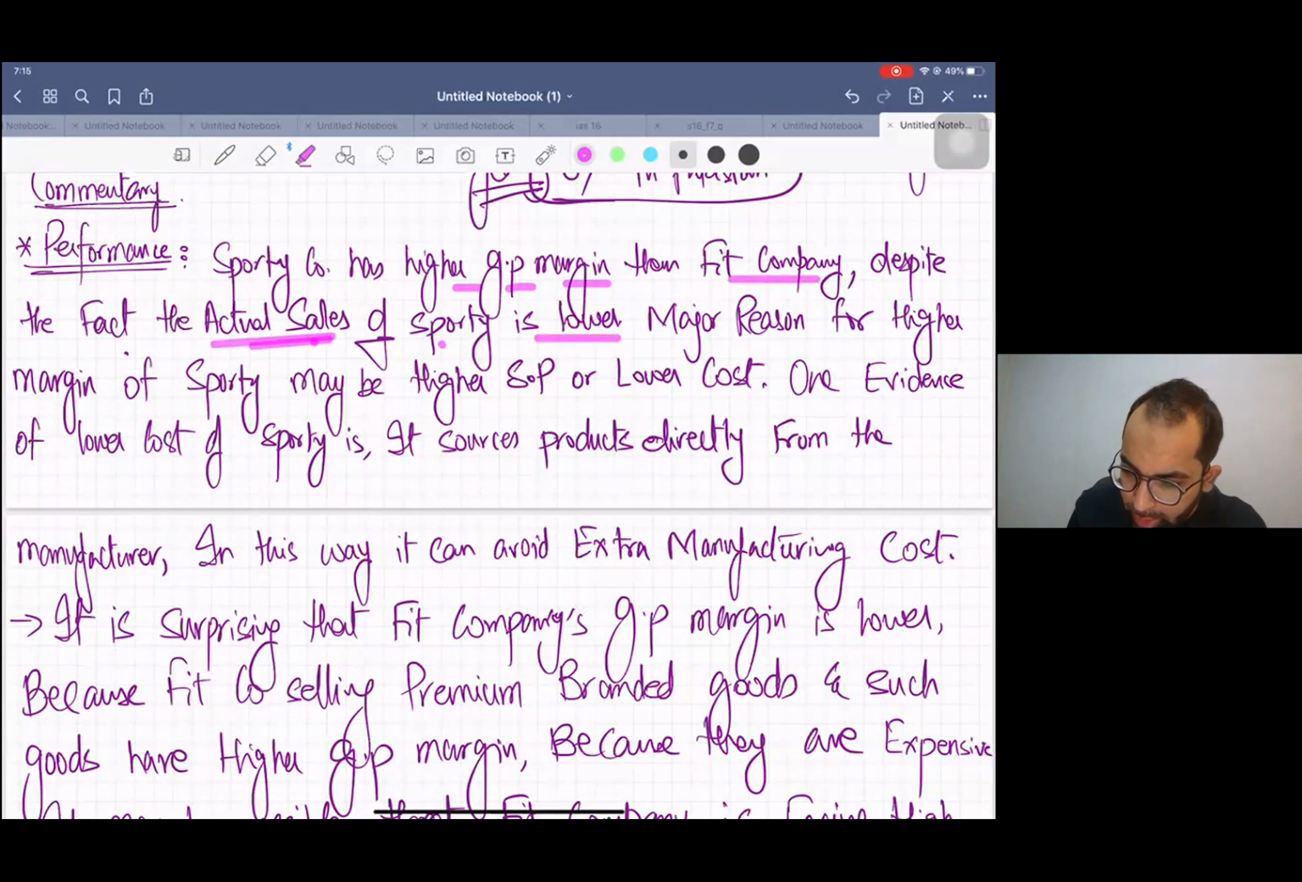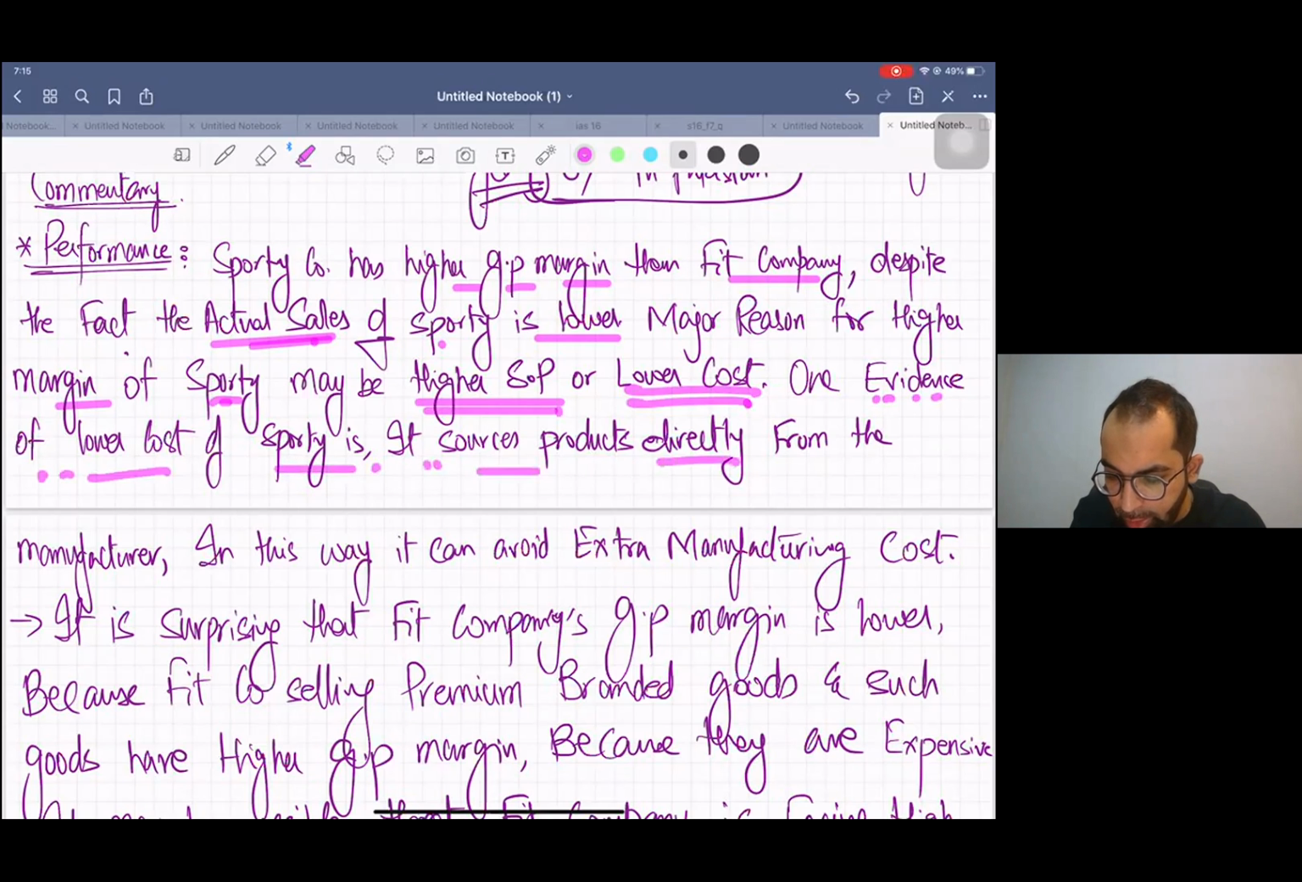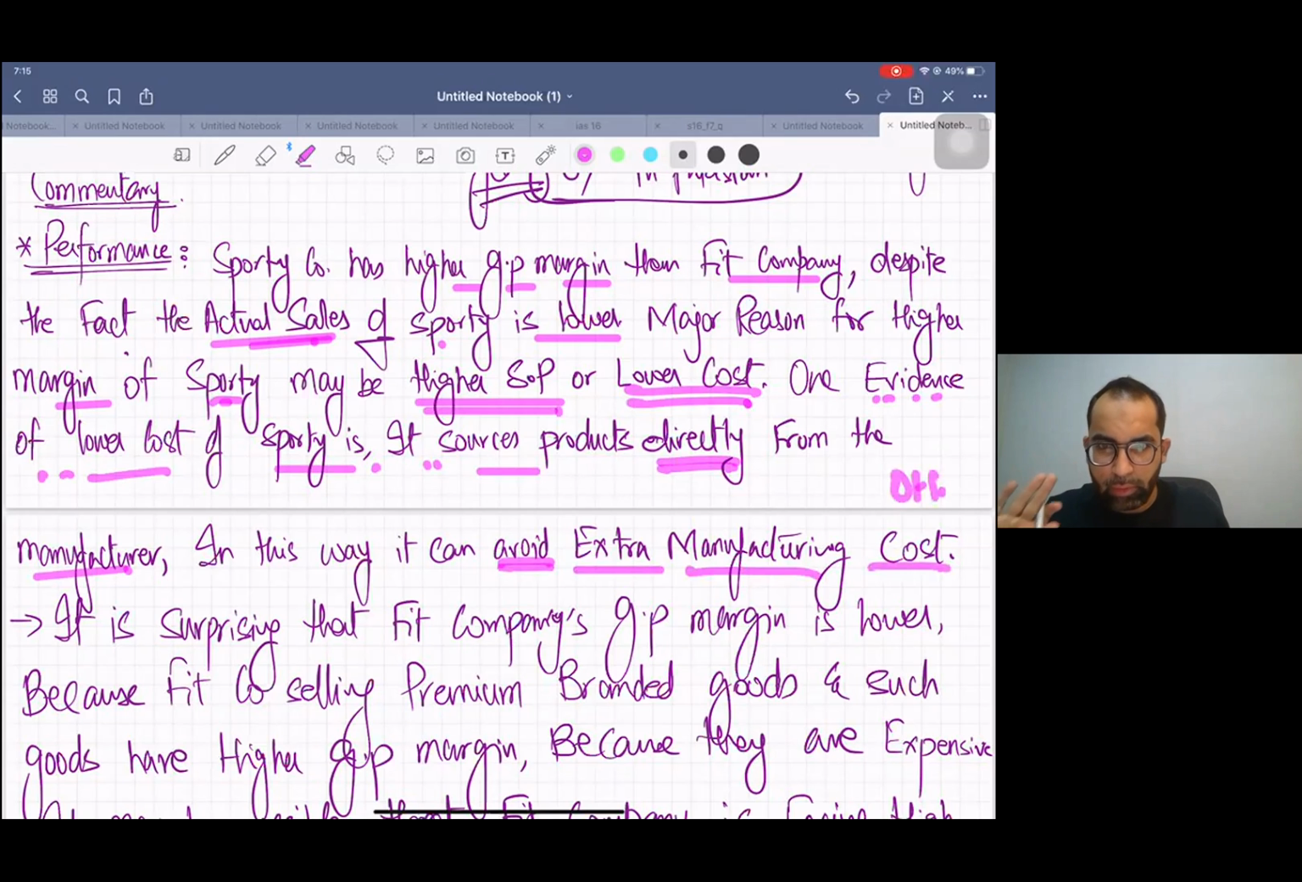Now, major reasons for higher margin of Sporty may be higher selling prices, yes, and lower cost. One evidence of lower cost of Sporty is it sources products directly from the manufacturer. In this way, it can avoid extra manufacturing cost or manufacturing overheads. Okay, go slow. Read it. Take your time. We already discussed each and everything.